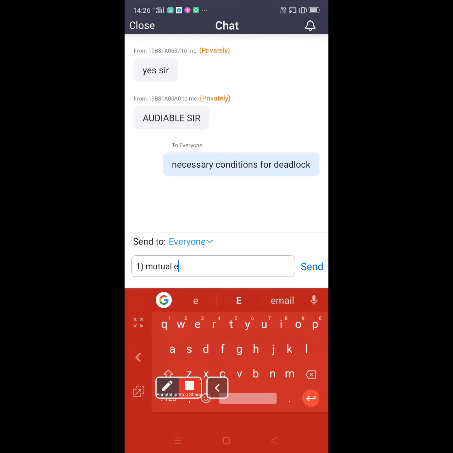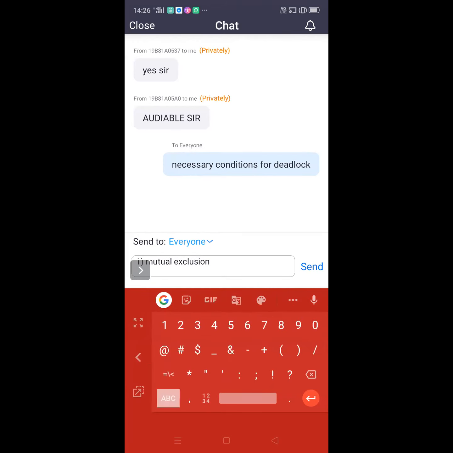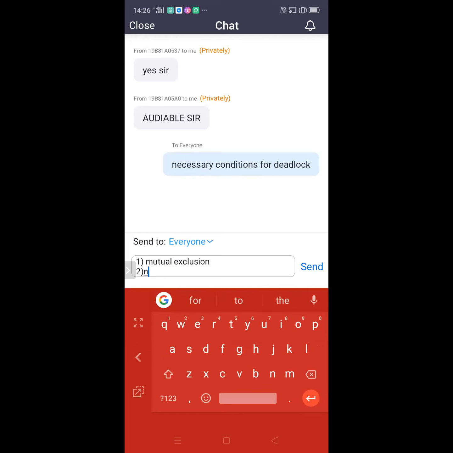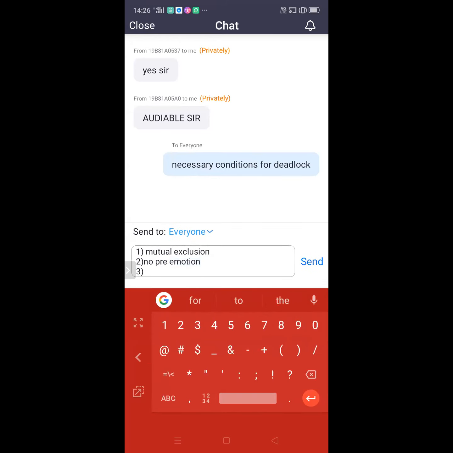Mutual exclusion. Okay. And the second one is no preemption. Please remember all these things. Maybe these topics are used in your operating system subject. Okay. No one is giving me a reply. I don't know what the reason is actually. So, no preemption.